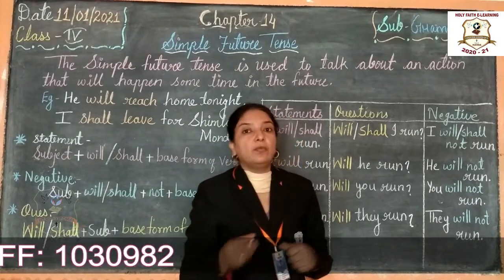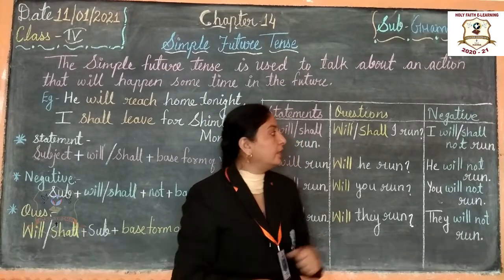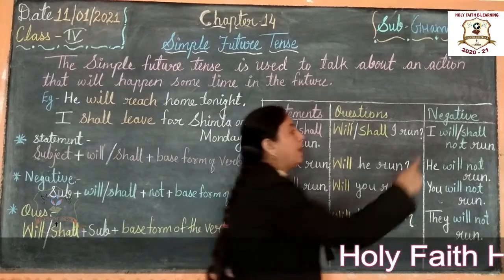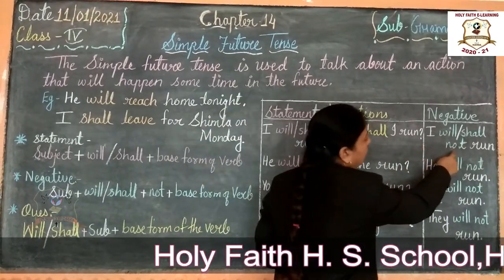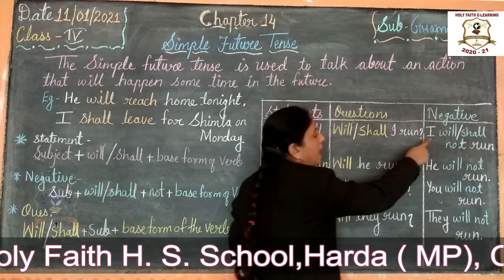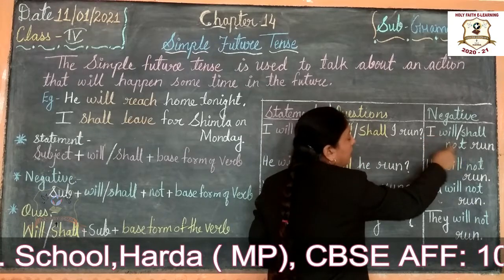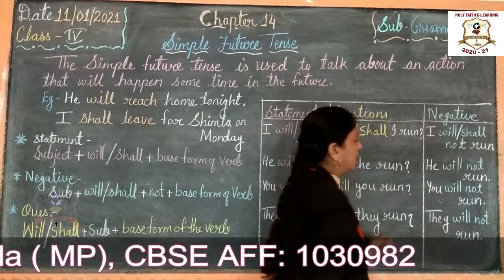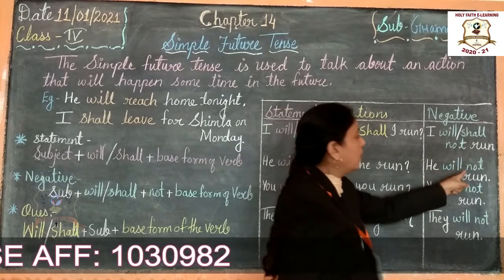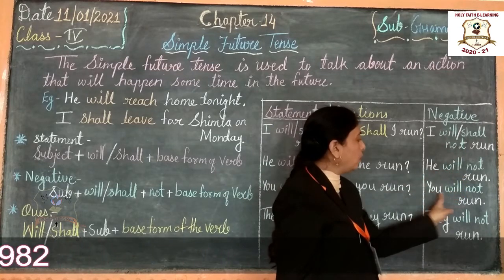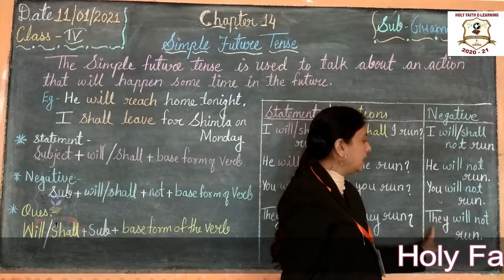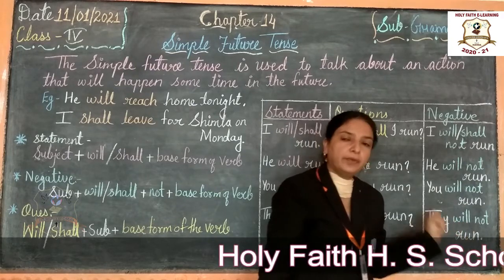And for the negative, नेगेटिव के लिए we add not after will और shall. हम will और shall के बाद में not add करते हैं. I will not run और I shall not run. He will not run. You will not run. They will not run.